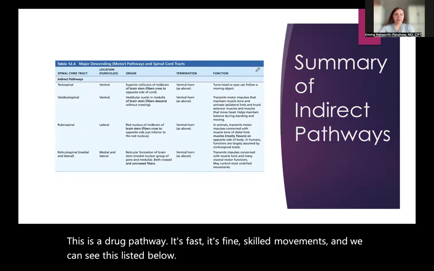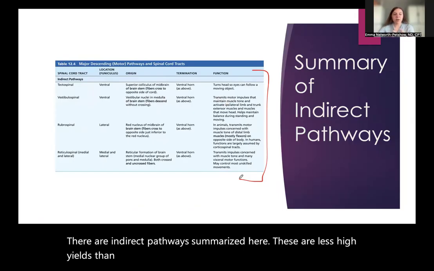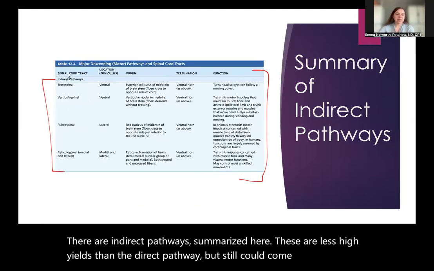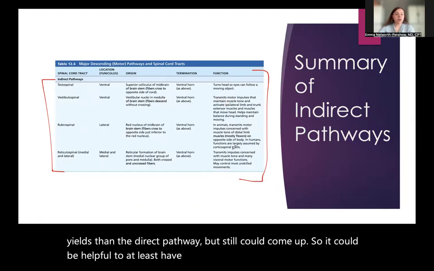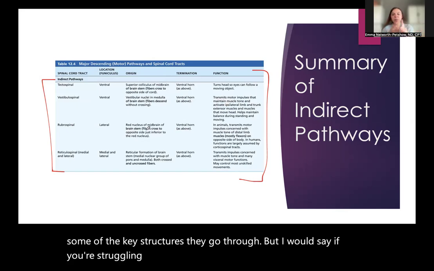There are indirect pathways summarized here. These are less high yield than the direct pathway, but still could come up. So it could be helpful to at least have a name and a function and maybe some of the key structures they go through. But I would say if you're struggling to figure out any tract, know pyramidal, know DCML, know spinothalamic. Those would be the three to know.